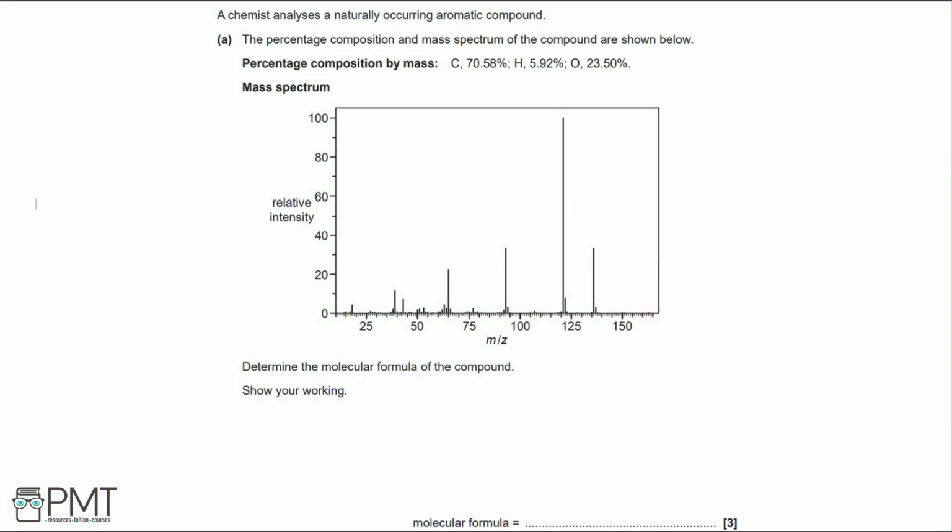A chemist analyses a naturally occurring aromatic compound. Part A. The percentage composition and mass spectrum of the compound are shown below. Percentage composition by mass: C 70.58%, H 5.92%, O 23.50%. Determine the molecular formula of the compound and show your working.